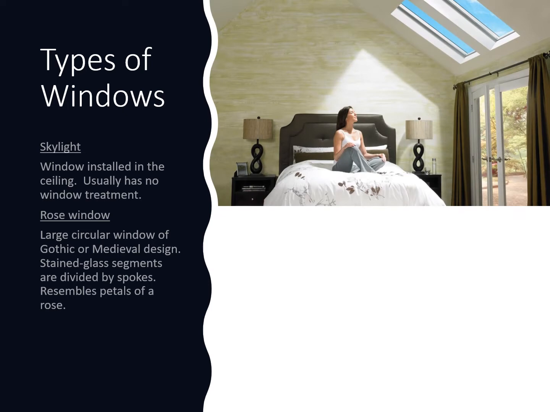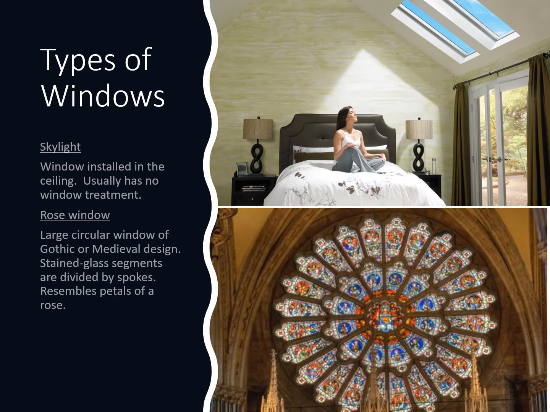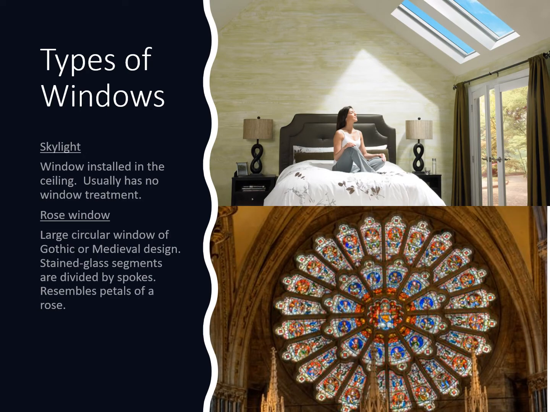The next window is skylight. This window is installed in the ceiling and we usually do not provide any window treatment to this type of window. The other one is rose window. This window has a large circular shape with traditional design. It has stained glass segments that are divided by spokes. It resembles the petals of a rose.